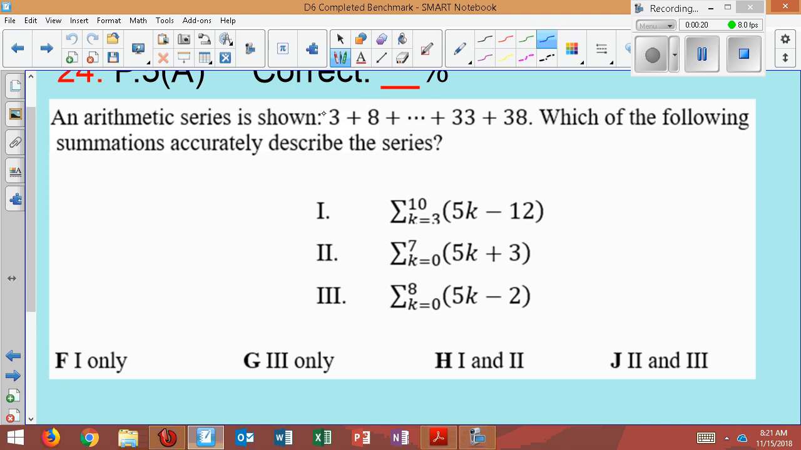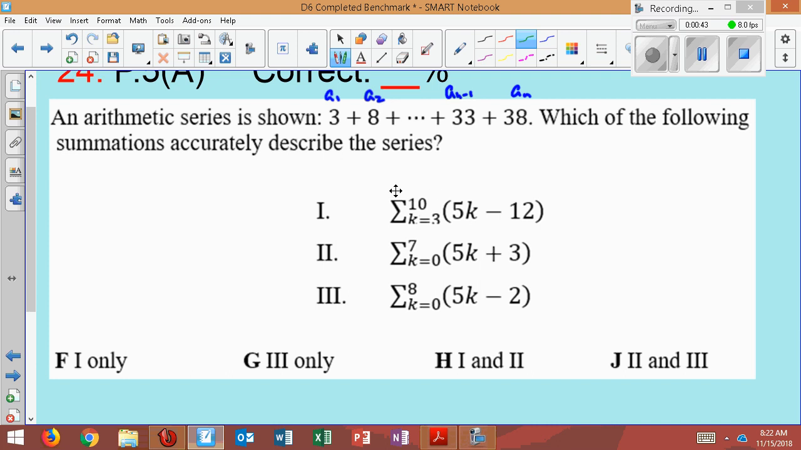We could use sigma notation and the formula here to determine what the sum is, and then see which one adds up to the same. But I think the easiest way is to find the terms that correspond. So this is a sub 1, this is a sub 2, and this is a sub n. We don't know how many terms there are, but that's the last term, and this would be the term previous to it.